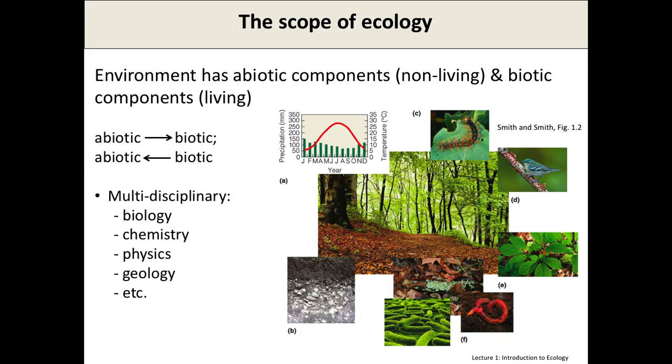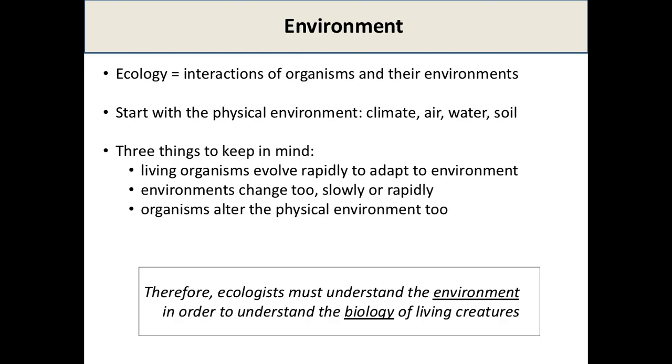Remember, when we're talking about ecology, in the environment there's an abiotic component and a biotic component. The biotic component, we could classify as all the organisms and how they're interacting. The abiotic component is everything else. It's the actual environment that these interactions are taking place in, the environment that species are adapted to, that they get their energy and their resources from.